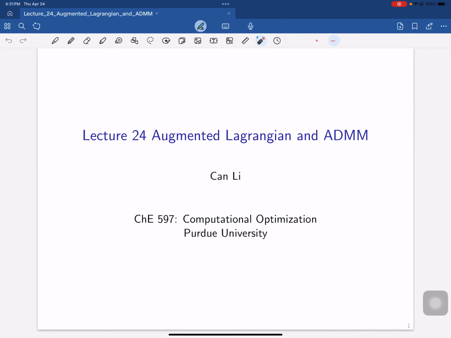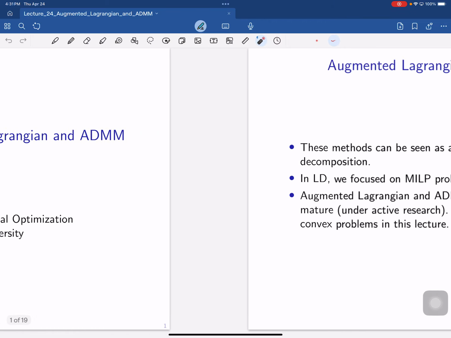So today we will continue talking about decomposition methods. We will cover what is called Augmented Lagrangian and ADMM. ADMM is the acronym for Alternating Direction Methods of Multipliers. The reason we want to spend one lecture on this is because ADMM is a quite active research area, but it is not as mature as some of the other decomposition algorithms we've covered before.